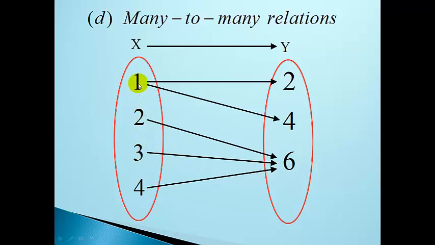Then when we consider the element 1 in X, the element 1 is related to 2 and 4, and that one is one-to-many. So when one-to-many and many-to-one are combined in one relation, then we call it many-to-many relation.